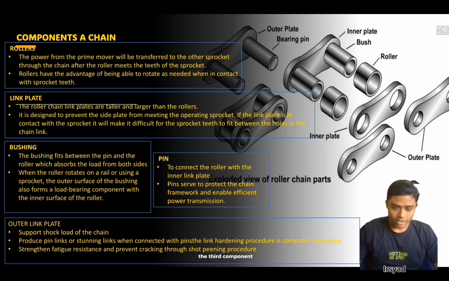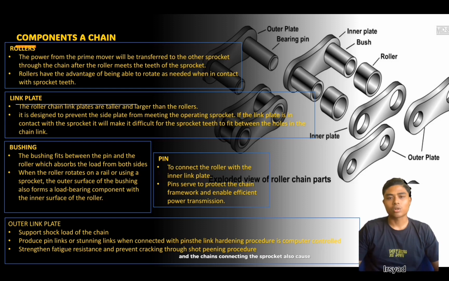The third component is the bushing. The bushing is the component that sits between the pin and the roller. It receives the burden from both sides. The plates and rollers transmit shear and bending force to the bushings, and the chains connecting the sprocket also cause shock loads to be applied to them. The inner surface of the bushing forms the load-bearing part together with the pin.